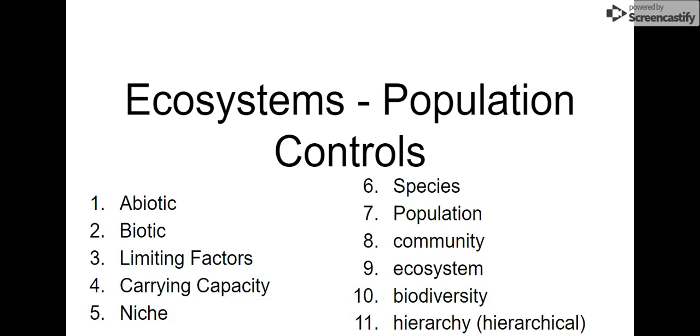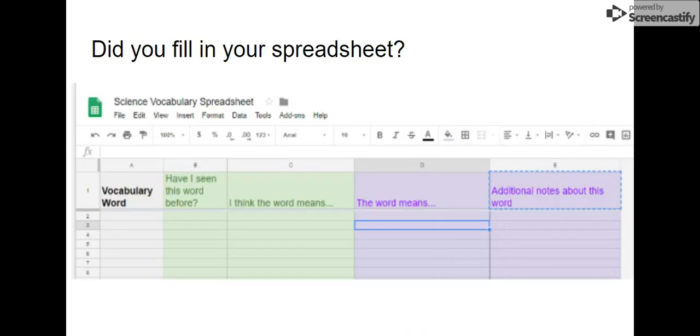For this unit, we're going to have three sections of Science Vocabulary, the first of which is population controls. For the population controls, we're going to include the term ecosystems in this vocab set so that we have all of the vocabulary put into the context of the unit that we are proceeding into. Make sure that you have all of these words in your science vocabulary spreadsheet.